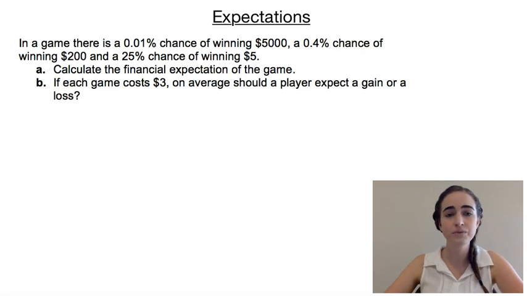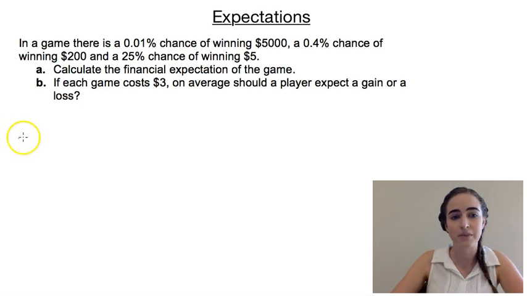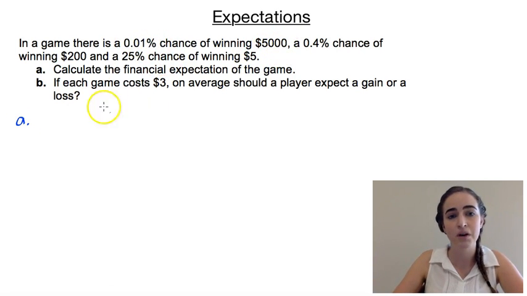In our last example, we've got a game where there's a 0.01% chance of winning $5,000, a 0.4% chance of winning $200, and a 25% chance of winning $5. Part A asks us to calculate the financial expectation. So we go the probability of each outcome multiplied by the outcome.